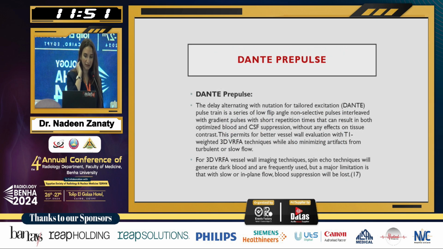The main concern here is to suppress all the signal from the blood and from the CSF, so that we can have a good contrast between the vessel wall and the lumen itself. We can also compare the wall with the surrounding tissue, or surrounding parenchyma. So we have something called the DANTE pulse, or pre-pulse. It's an abbreviation of delay alternating with nutation for tailored excitation.